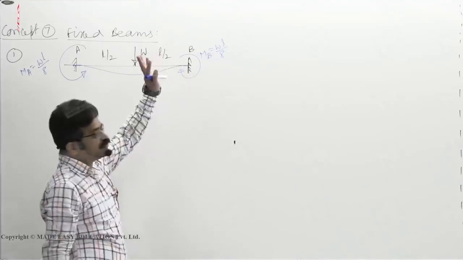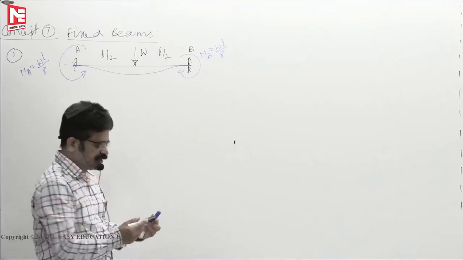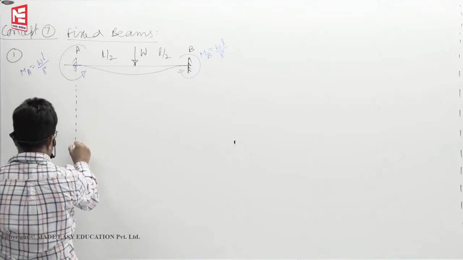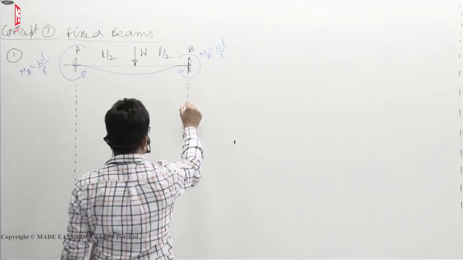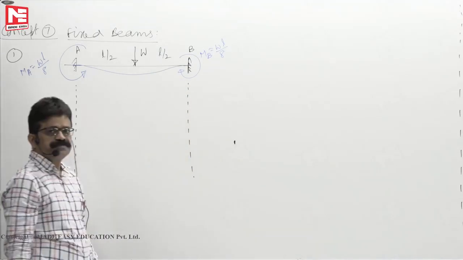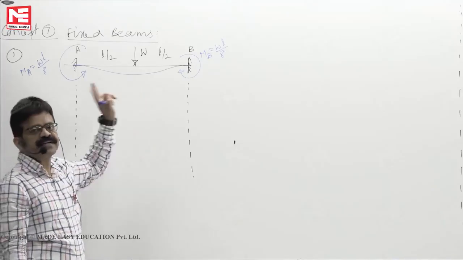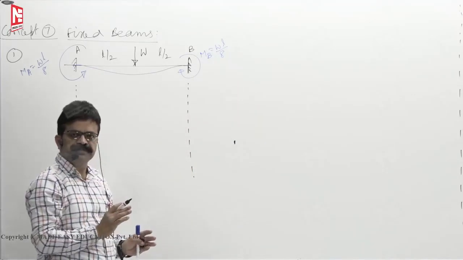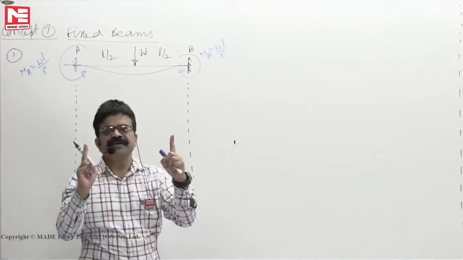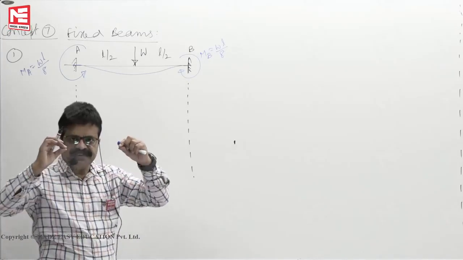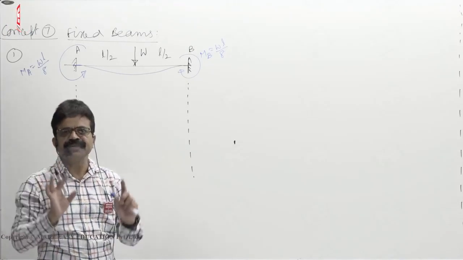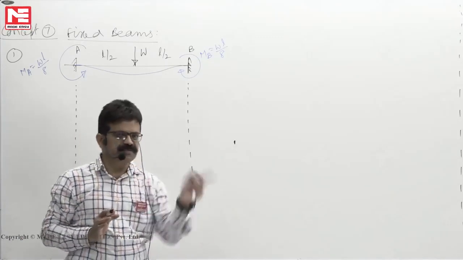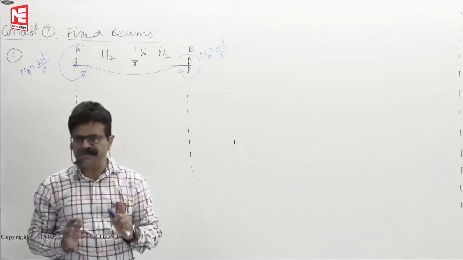Assume that you have forgotten that it is WL by 8. We want to derive, or we want to analyze the fixed beam, let us say. First what we do is, we make the structure a statically determinate beam. That means remove the end moments MA and MB. When you remove them, fixed will become like a simply supported beam. Once you release the fixity, the fixed support will become like a simply supported beam. Compared to a simply supported beam, what is extra in the fixed beam? Moment. Remove that moment, it becomes simply supported.